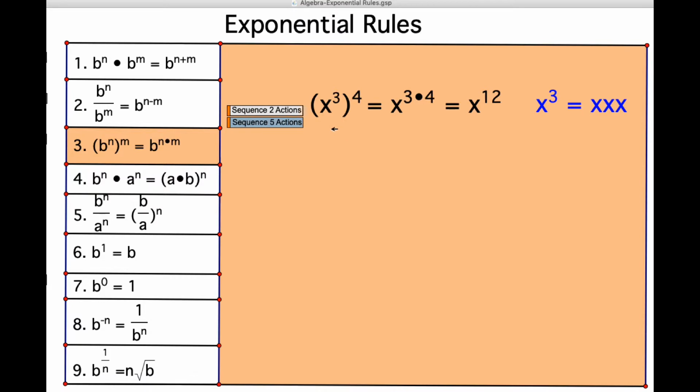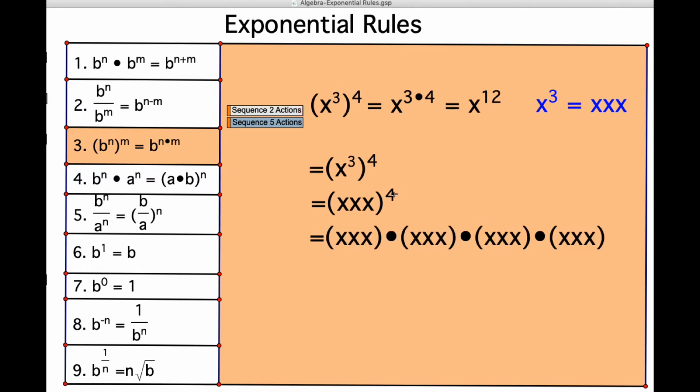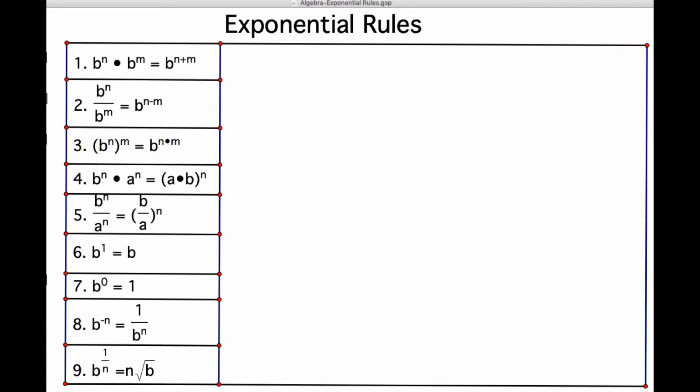So again, we're going to expand x cubed and then substitute it into our original formula and get x cubed to the 4th, which is equal to xxx raised to the 4th. So that means xxx times itself 4 times. This results in 12 x's, hence x to the 12th, which confirms my rule.